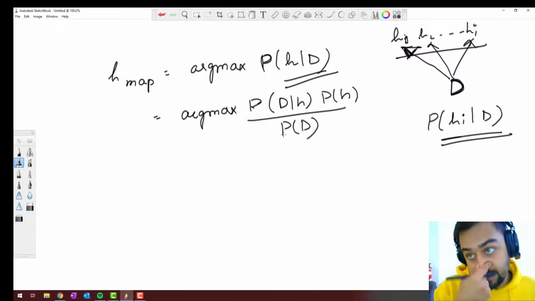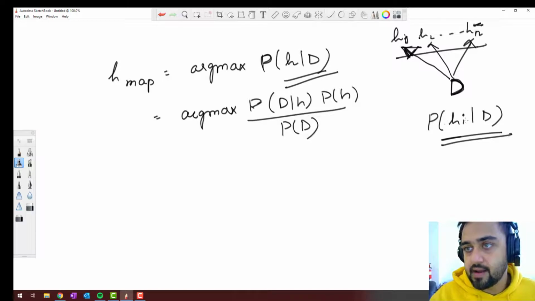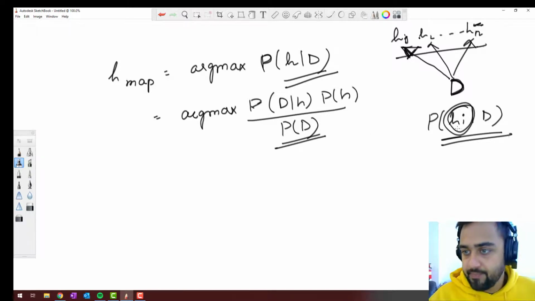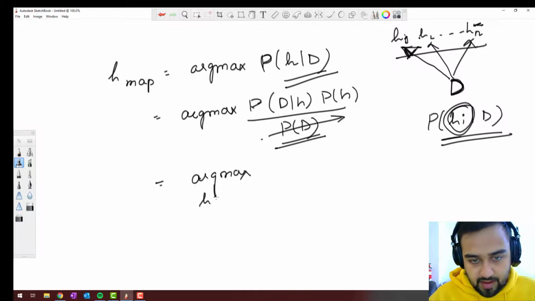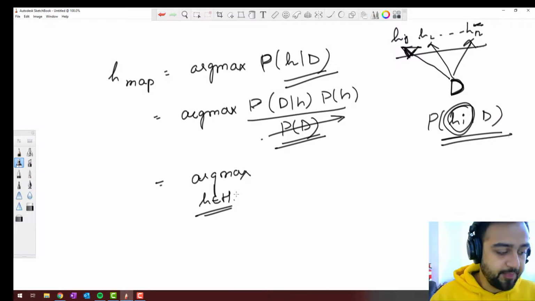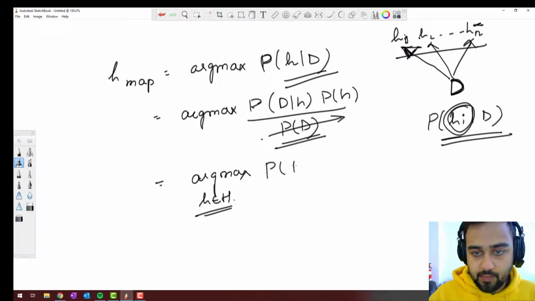P(D given H) times probability of hypothesis, upon probability of D, the prior probability of D. Now, as you'd see, for each Hi, from 1 to N, the P of D will be the same. So we can ignore this if we are trying to find the max. That leaves us with, where H belongs to capital H, the hypothesis space, argmax P(D given H) times P(H).